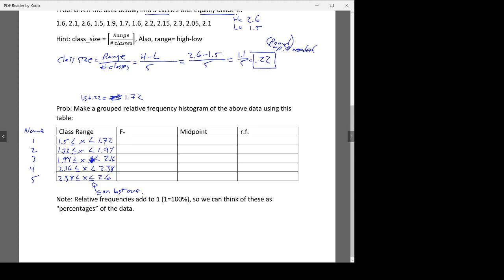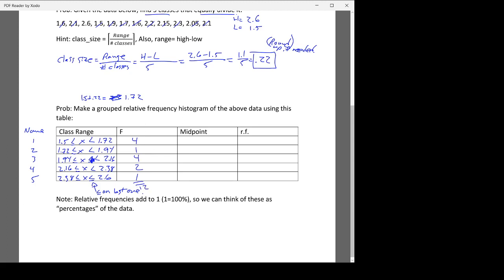So the frequencies between 1.5 and 1.72 are 1, 2, 3, 4, 4 of those. Between 1.72 and 1.94, just the 1. 1.94 to 2.16, 1, 2, 3, 4 of them. Well, that's getting hard, isn't it? And 2.16 to 2.38, 1, 2. I just see the 1 left. So 2.38 to 2.6. This 2.6 goes in there, so 4, 5, 9, 10, 11, 12.